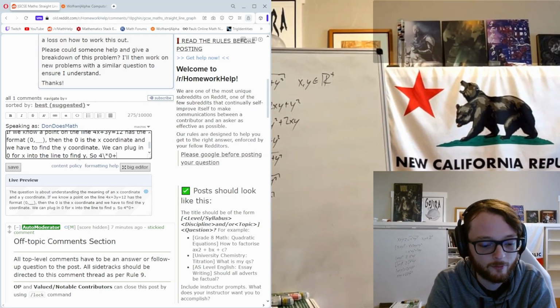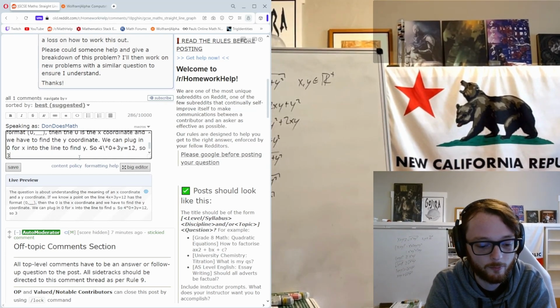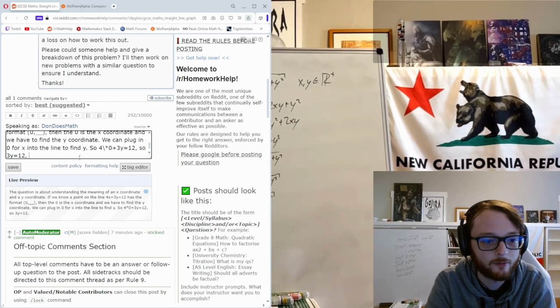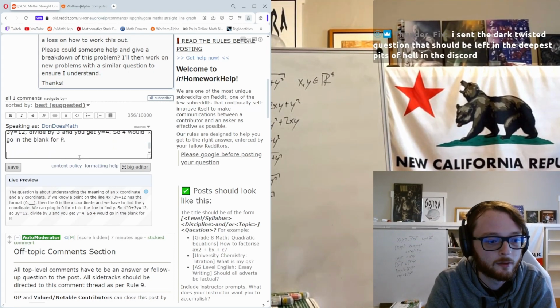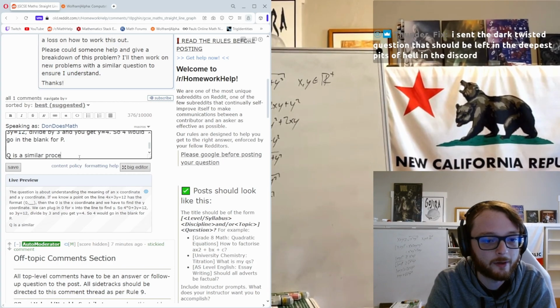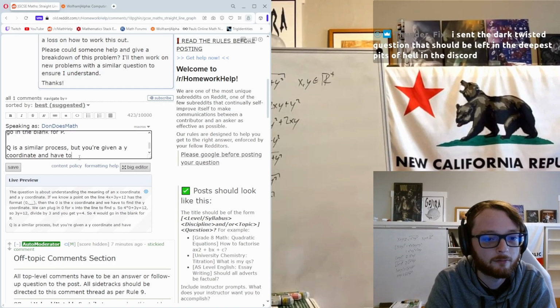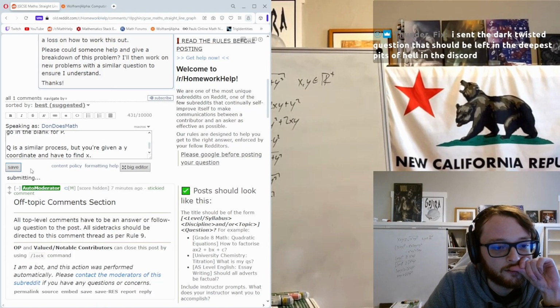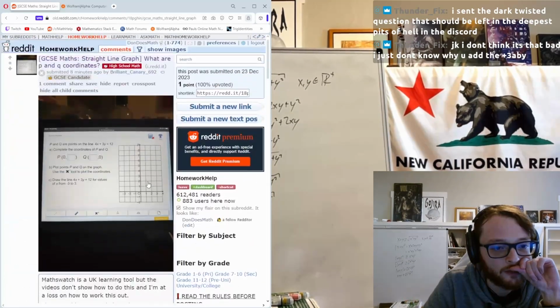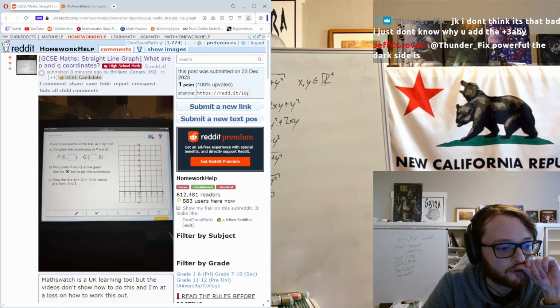Four times 0 plus 3y equals 12. So 3y equals 12. Divide by 3, and you get y equals 4. So 4 would go in the blank for P. Q is a similar process, but you're given a y coordinate and have to find x. Okay, let's see how far the person gets with that. If they reply back, I'll say more.